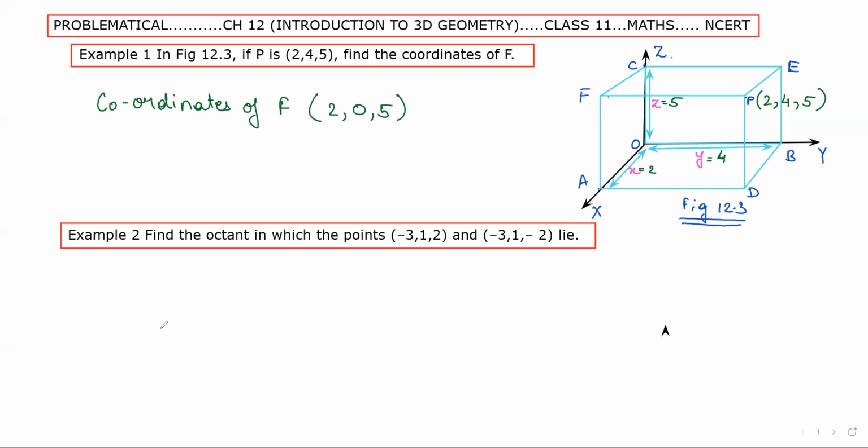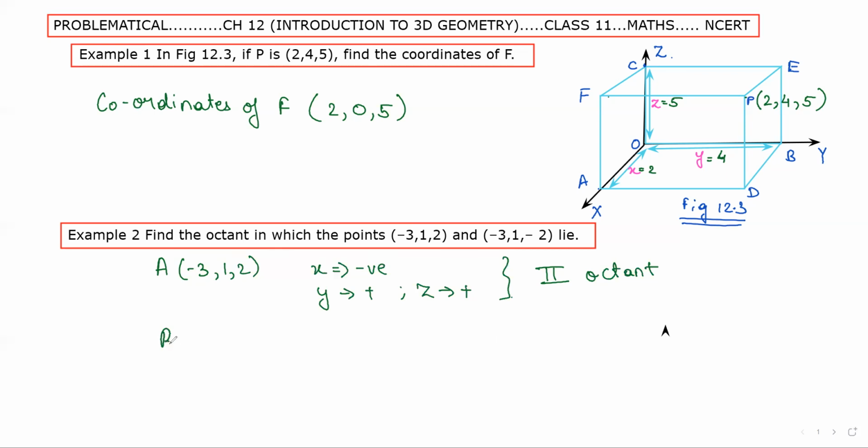Find the octant in which the points (-3, 1, 2) and (-3, 1, -2) lie. We know that in a three-dimensional coordinate system, there are 8 octants, 8 regions. Here, in the first point (-3, 1, 2), your x coordinate is negative, y coordinate is positive, and z coordinate is positive. This is the situation of the second octant. In the second octant, x is negative and y and z are positive. So point A lies in the second octant.